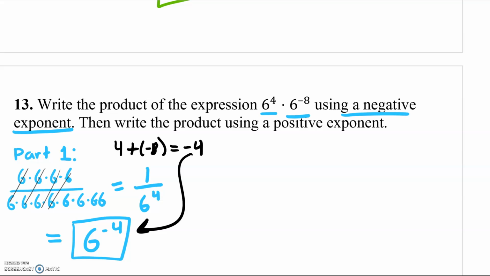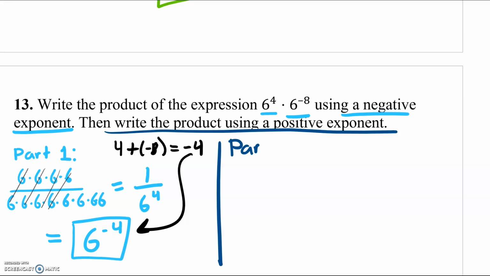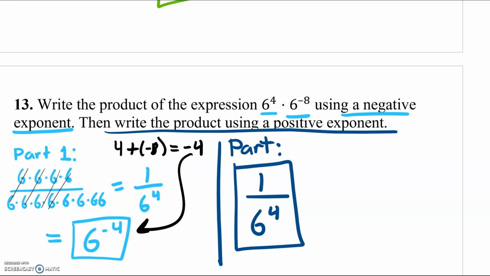Same answer here. Now, part 2 says, then write the product using positive exponents. So now, I'm just rewriting this with our positive exponents, which is really the answer I ended up with at the beginning there. So 1 over 6 to the 4th power. For a positive exponent, we had to switch it to a fraction like that.